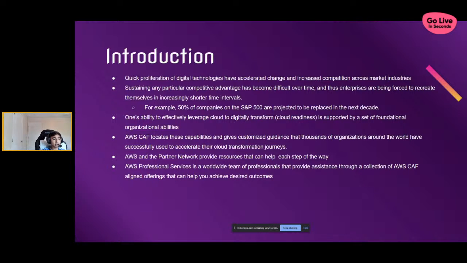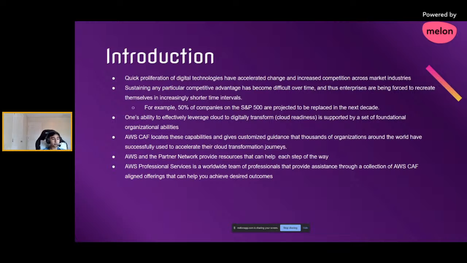An example of this is how 50% of companies on the S&P 500 are projected to be replaced in the next decade. One's ability to effectively leverage cloud to digitally transform and cloud readiness is supported by a set of foundational and organizational abilities. AWS CAF's role is to locate these capabilities and give customized guidance that thousands of organizations around the world have successfully used in order to accelerate their cloud transformation journeys.